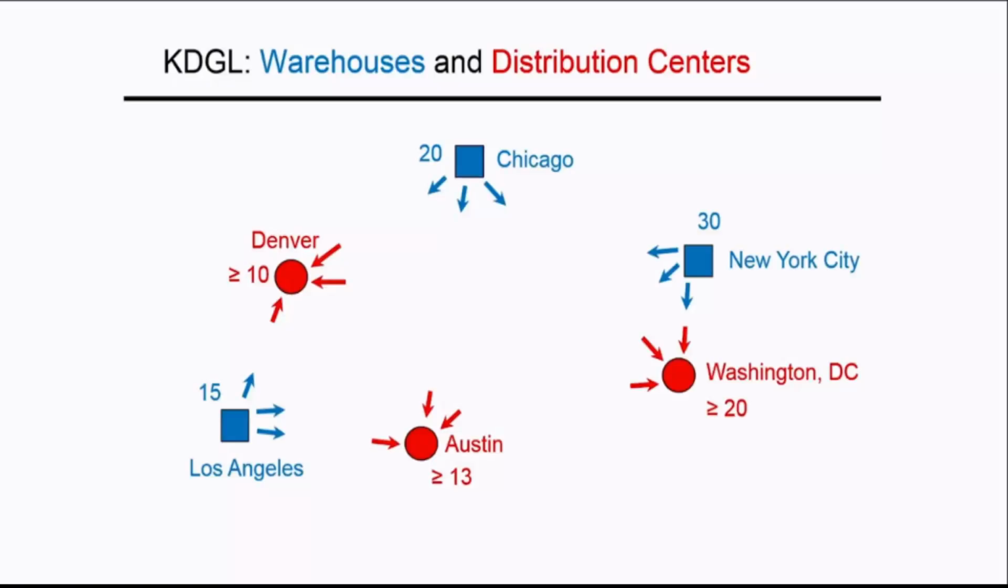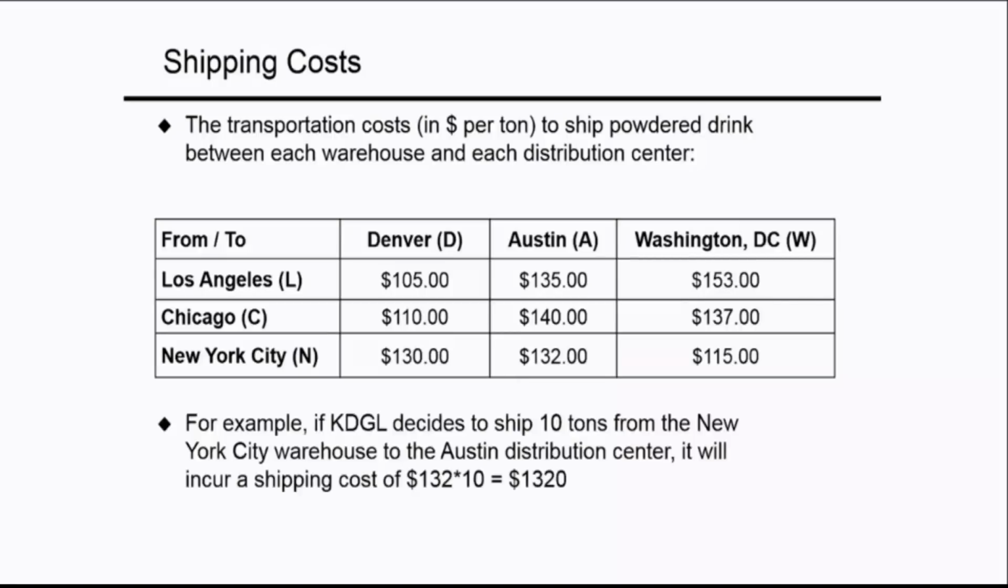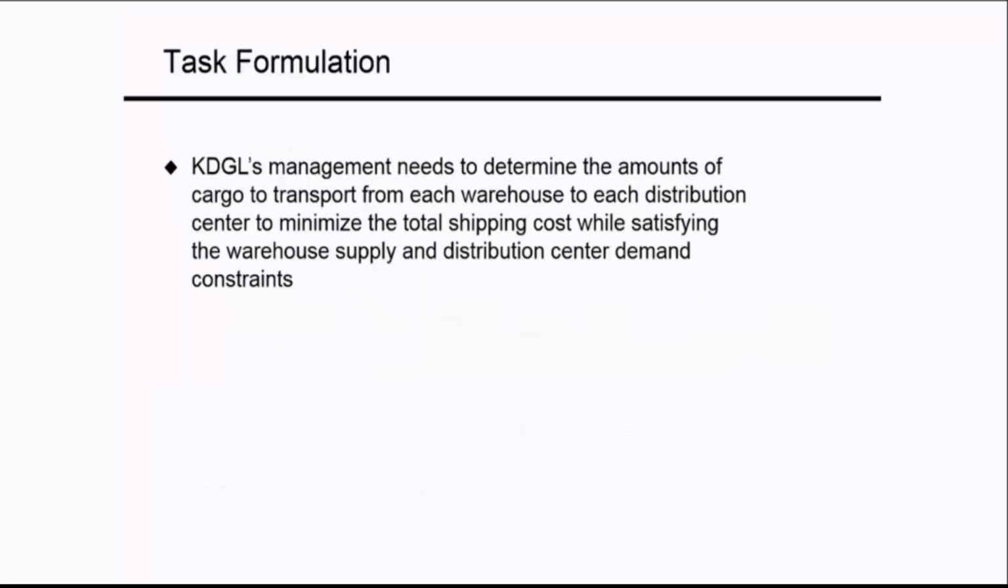Now, shipping is costly. Here are the costs that Keystone will incur when shipping 1 ton of powdered drink from each warehouse to each distribution center. For example, if it ships 10 tons from New York to Austin, it will incur a shipping cost of $132 for each ton, and the total cost will be 132 times 10, $1,320. So here's the problem Keystone is trying to solve. It is trying to find the cheapest way to transport the goods, while making sure that certain amounts are moved from warehouses and some minimum amounts are delivered to each distribution center.